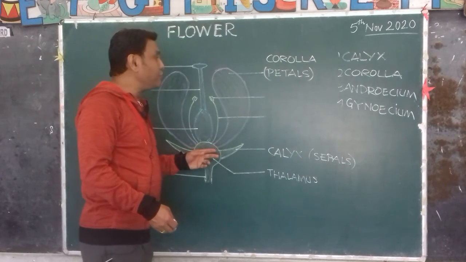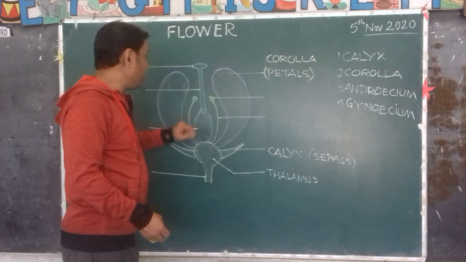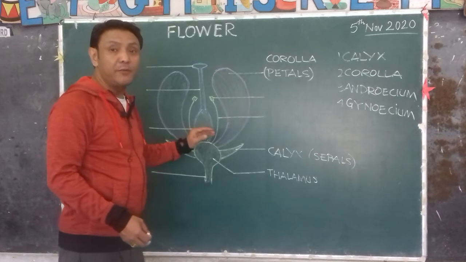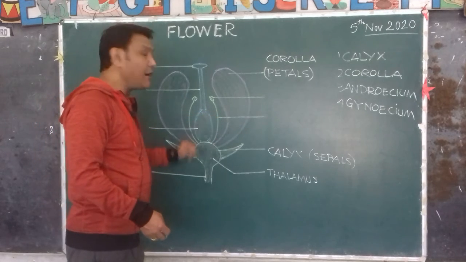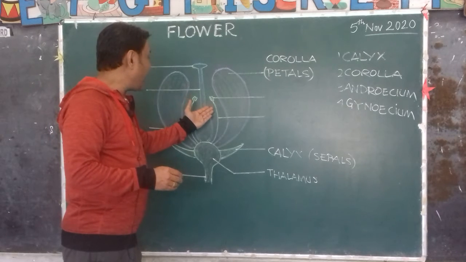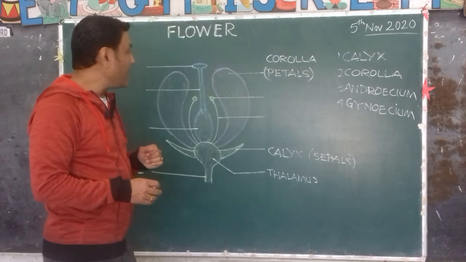And function number 2 is it will protect the inner whorls of the flower, the androecium and the gynoecium. The androecium is the male part of the flower and the gynoecium is the female part of the flower. So it will cover the delicate androecium and the gynoecium. That is the function of the petals.